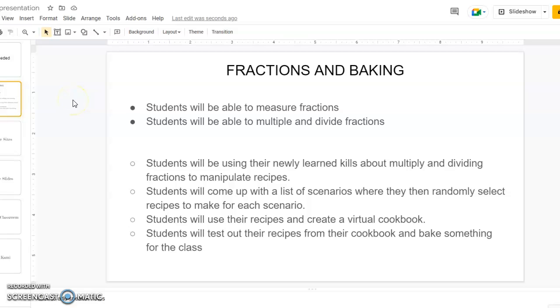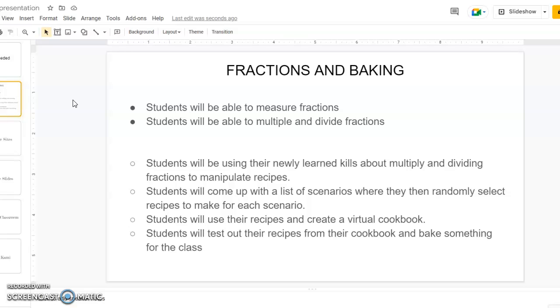It is going to be a fractions and baking project. Basically, the first part will be students are going to learn about fractions and how to measure using measuring cups and making fractions that way. And then students will learn about multiplying and dividing fractions to manipulate them that way, to make smaller fractions, larger fractions based on the need, which is a part of our 5th grade New York State standards.